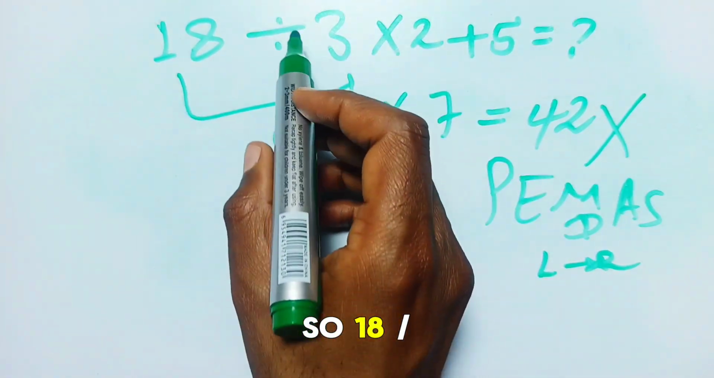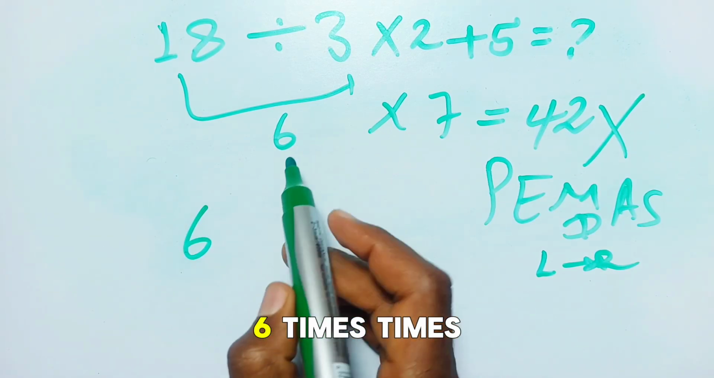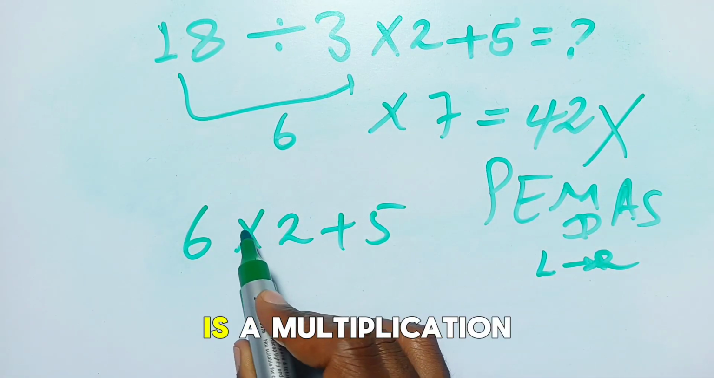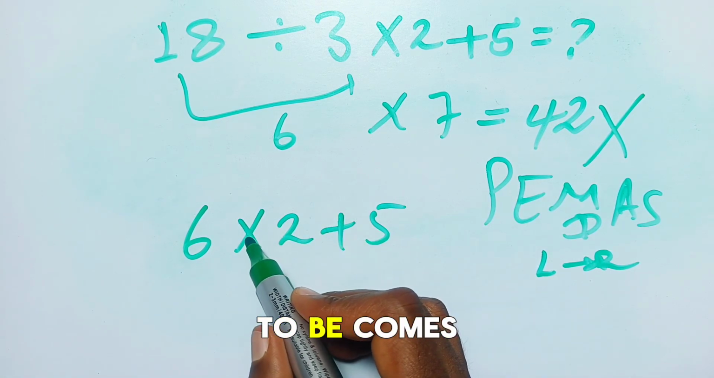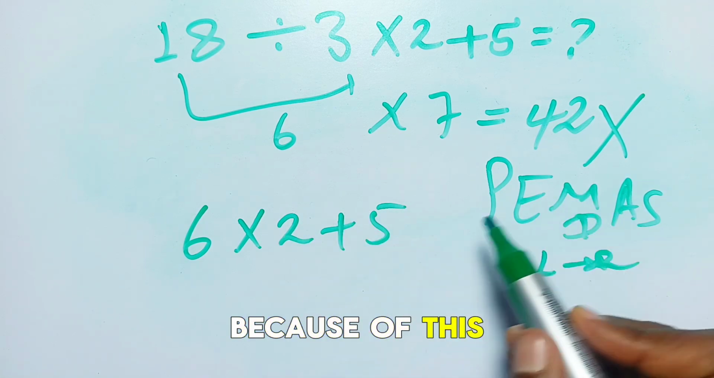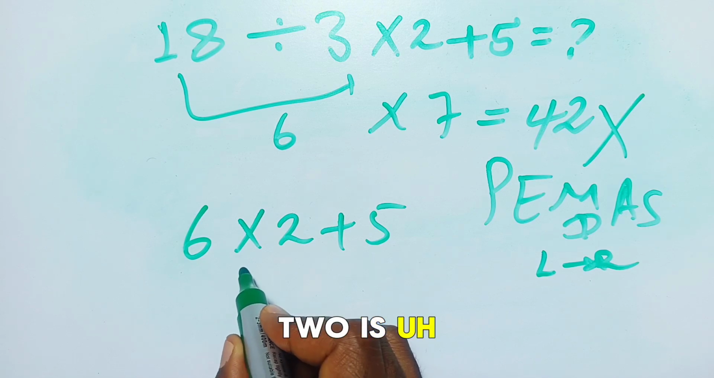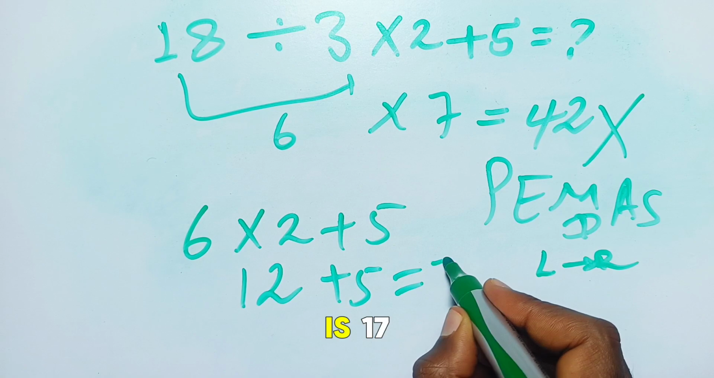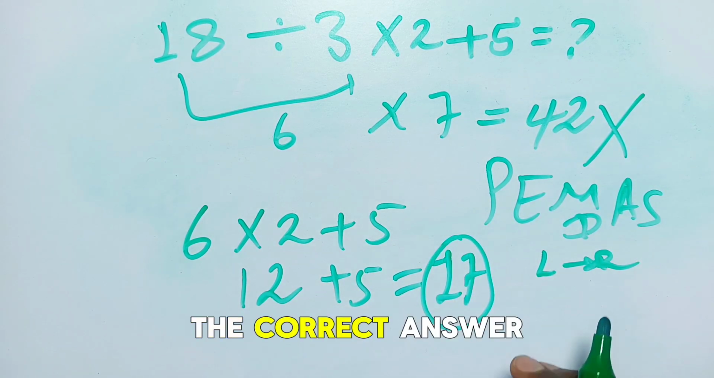So 18 divided by 3 is 6, times 2 plus 5. What we have left is a multiplication and addition. So multiplication has to come first before addition, because of this rule. So 6 times 2 is 12, plus 5 which is 17. This is the correct answer.